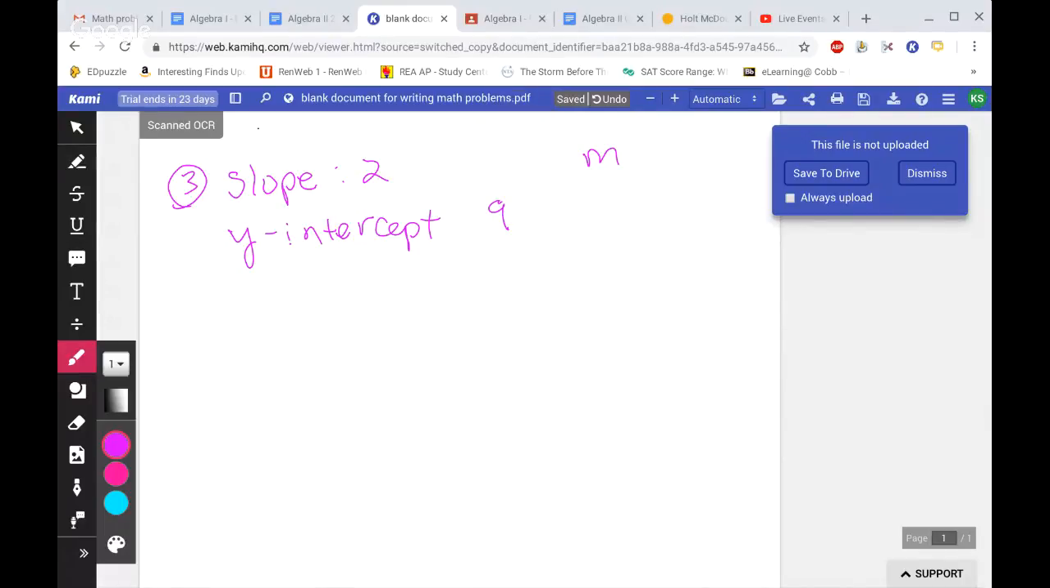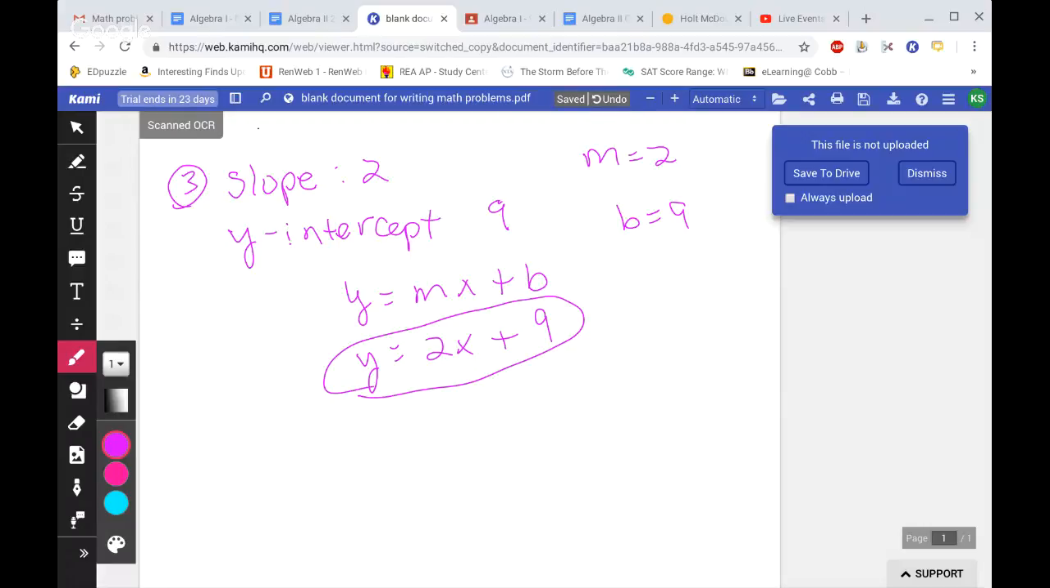So your slope would be m and your y-intercept would be b, and you're putting it into this equation. So you substitute the 2 in for m and the 9 in for b. So that's the answer to number 3.